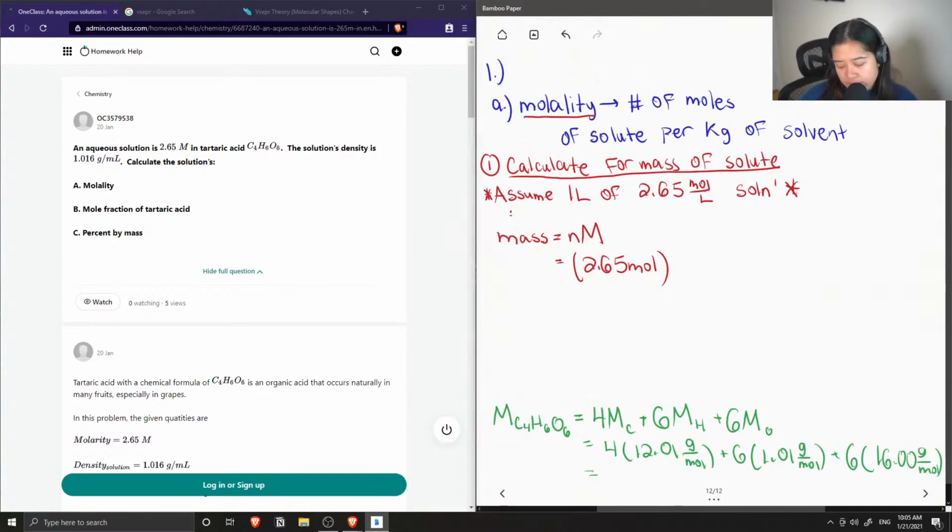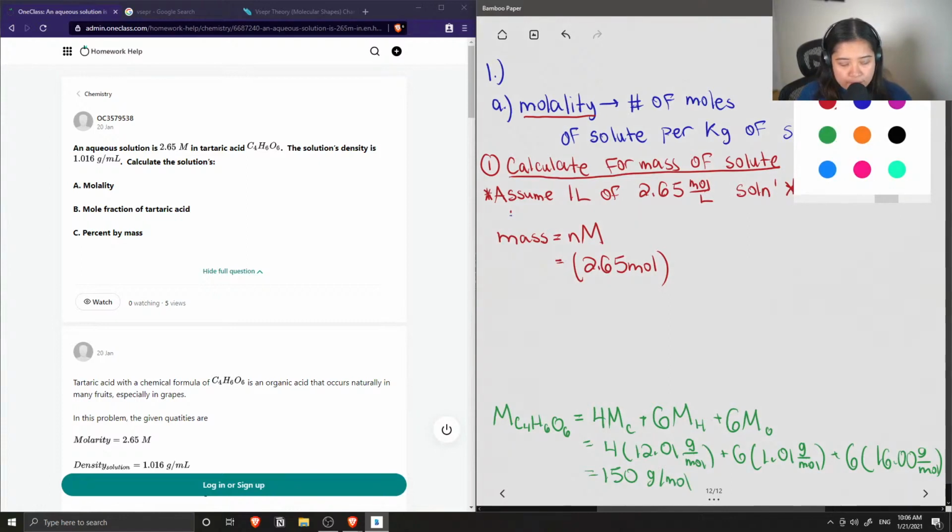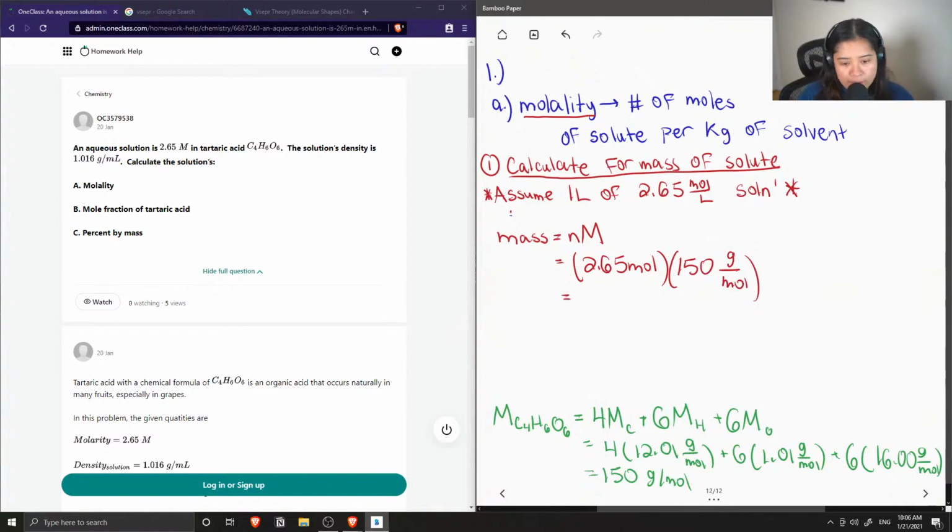Okay, so if we add all these values up, we get around 150 grams per mole as our molar mass of tartaric acid. So now we can plug it into our equation and do 2.65 moles times 150 grams per mole. So if we multiply the two, we get a mass of solute equal to 397.5 grams of tartaric acid.